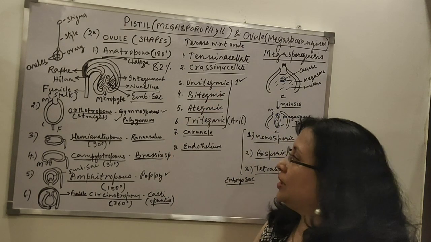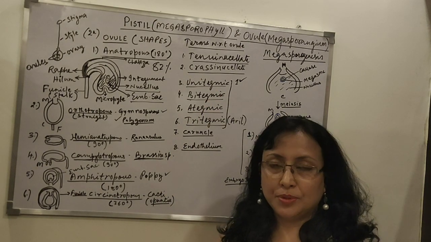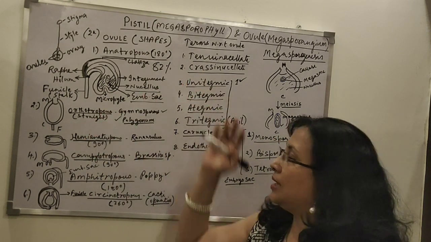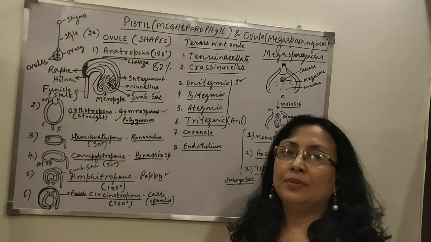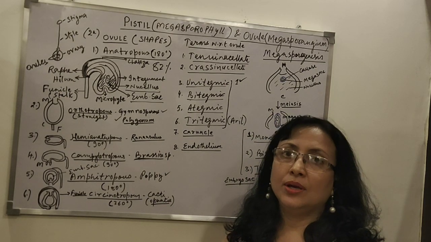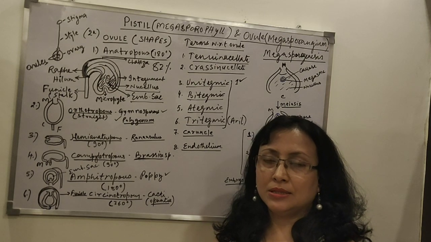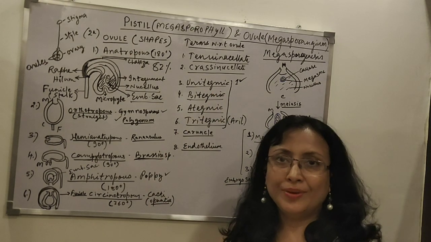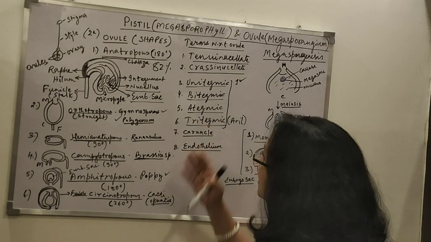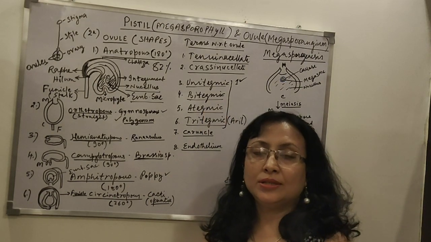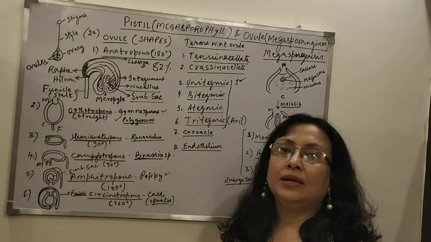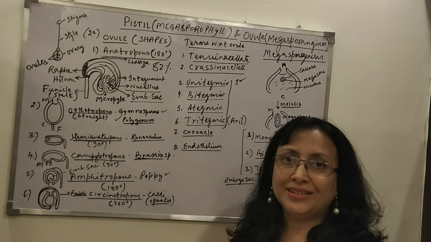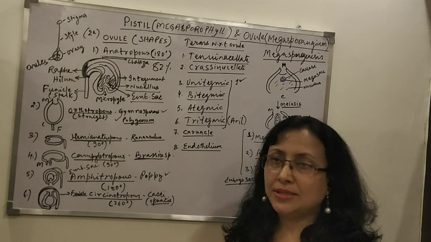bitegmic. Unitegmic ovules are more primitive because they were found in the gymnosperms. So orthotropous in shape and unitegmic are the characteristics of the gymnosperms. Among angiosperms, unitegmic is found in many of these gamopetalae of the dicots. Unitegmic again found among the gamopetalae of the dicots, for example, Solanaceae. Then bitegmic. The bitegmic ovules are those which have two integuments, and these are more advanced because these are found in monocots, and among dicots these are found in the polypetalae group of dicots, for example, Fabaceae.